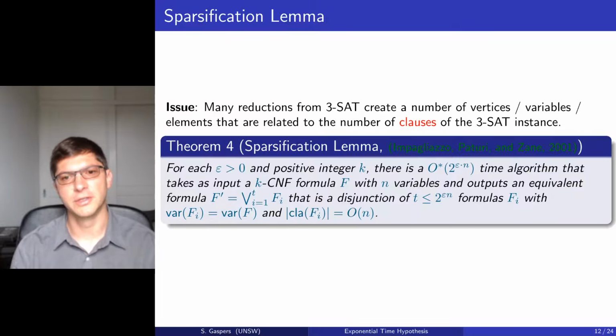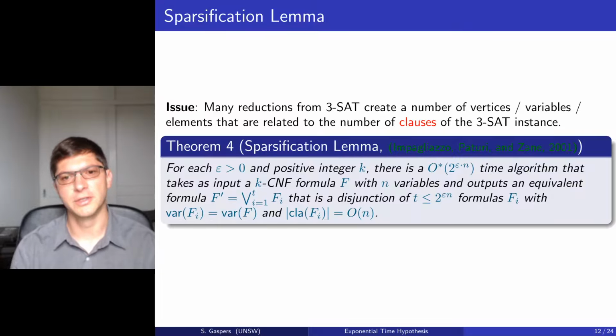So this means that if the ETH is true, then 3SAT cannot be solved even for sparse formulas in sub-exponential time. In other words, we can conclude that 3SAT cannot be solved in time O star of 2 to the power of little o of n plus m, where n is the number of variables and m is the number of clauses of the formula.